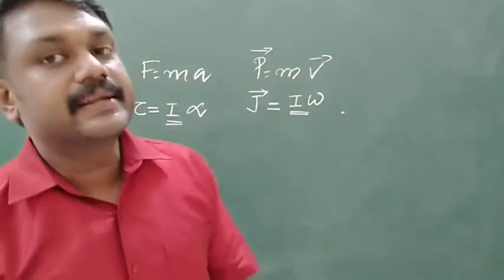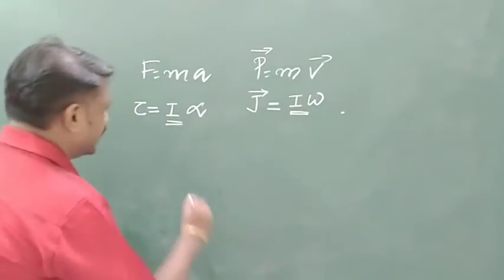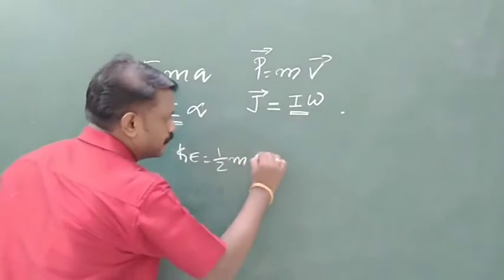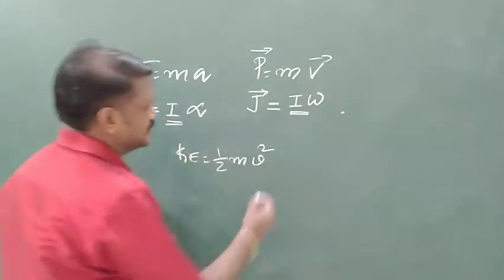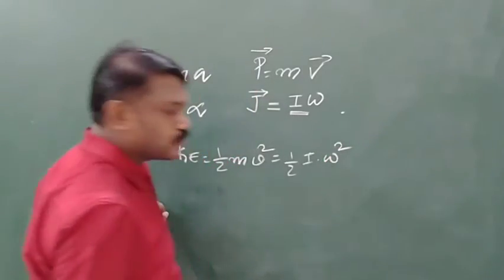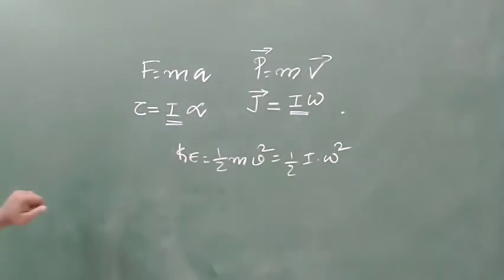And kinetic energy. Kinetic energy K is equal to half mv square. That can be replaced by half into I into omega square, where m is replaced by moment of inertia and velocity is replaced by angular velocity.